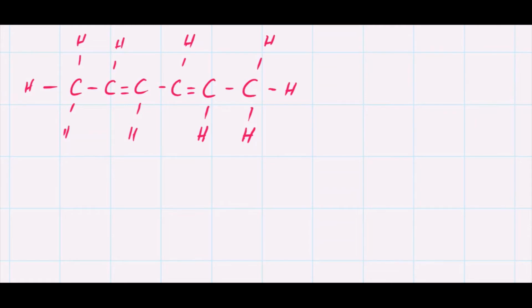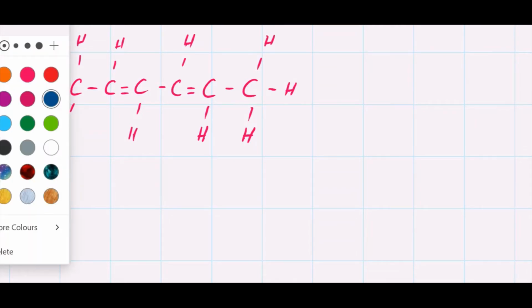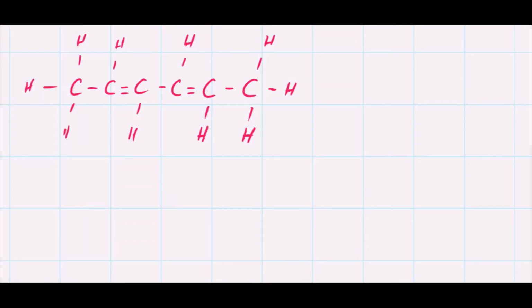Here we have another alkene. This one happens to have 2 sets of double bonds in it, but thankfully it is symmetrical, so that makes counting from either end correct, so whichever way you'd like is fine. 1, 2, 3, 4, 5, 6. So we know that it's going to be a hexene.